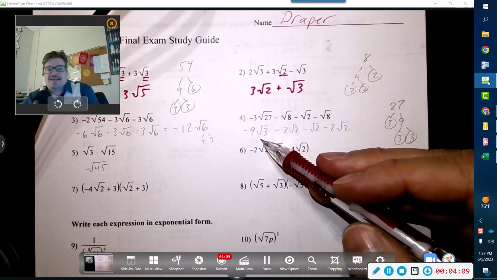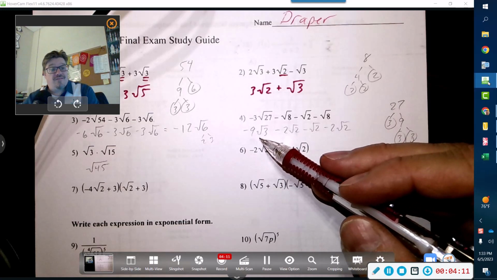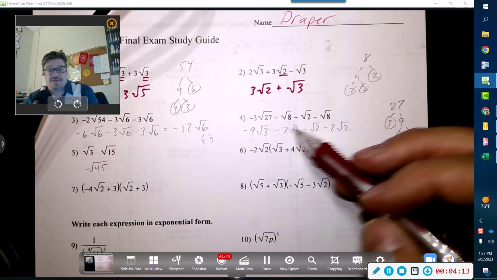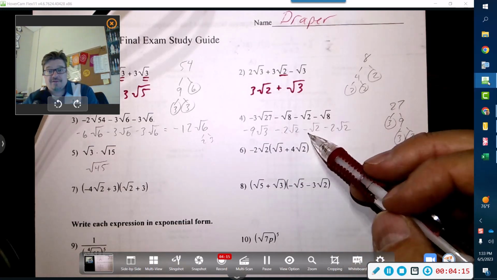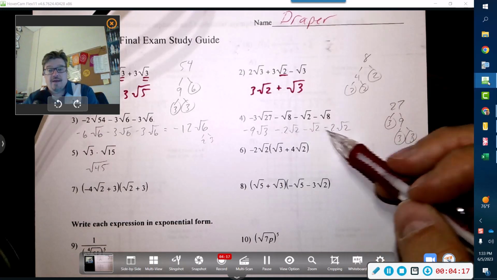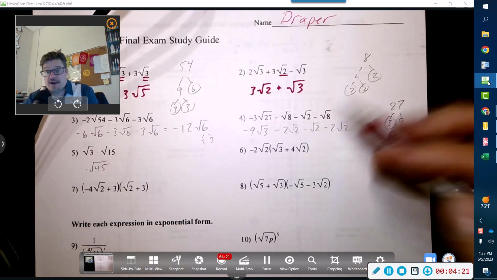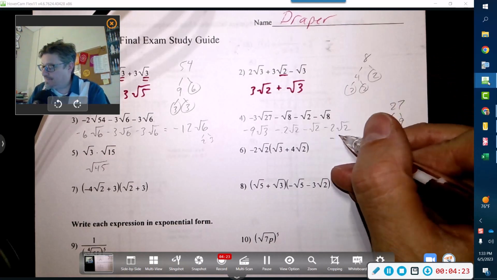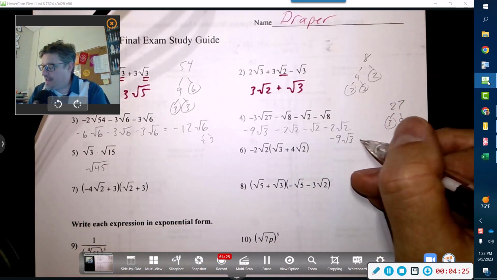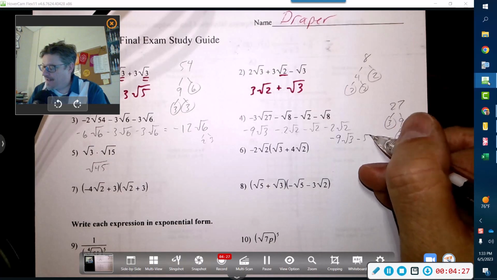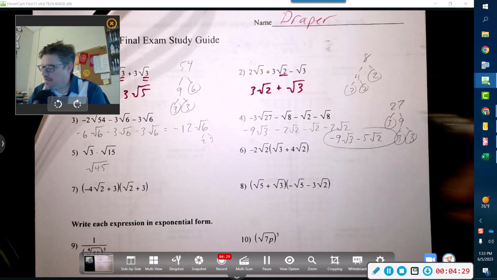Now this one's not going to combine with anyone, so he's going to be part of your final answer, but I can combine those. I've got negative 2, negative 1 together, that's negative 3 radical 2, with 2 more, still negative 5 radical 2. So my final answer is negative 9 radical 3 minus 5 radical 2. Okay.